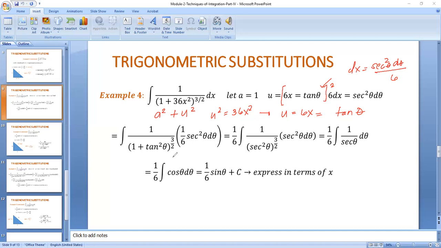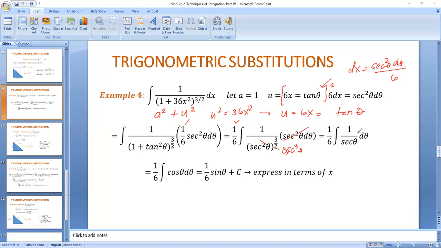No question? Okay, this one was simplified using the trigonometric identity: 1 plus tangent squared theta is secant squared theta. The 1/6 constant here was written before the integral. And you have here secant squared theta d theta. If you simplify the denominator, this is squared raised to 3/2, that would be secant cubed theta. Then since you have secant squared here, this will cancel, leaving just the secant in the denominator.